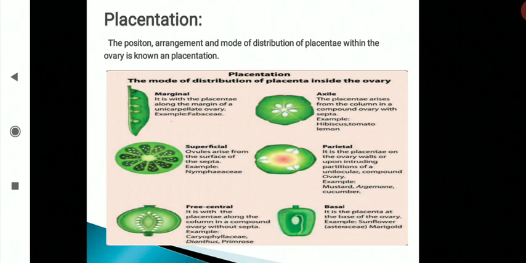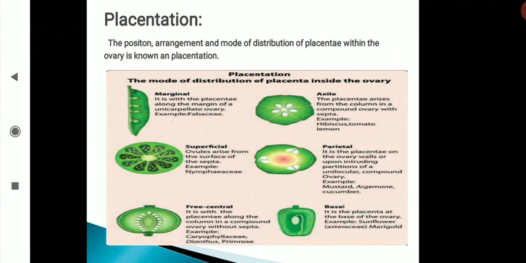First one is marginal placentation. This is the simplest and primitive type of placentation. It is seen in a simple and polycarpellary apocarpous gynoecium. The ovary is unilocular and superior. The placenta develops on the ventral suture along the fused margin. Many ovules develop along the marginal placentation. For example, the pea plant. Look at the diagram. First, that is showing the marginal type of placentation.